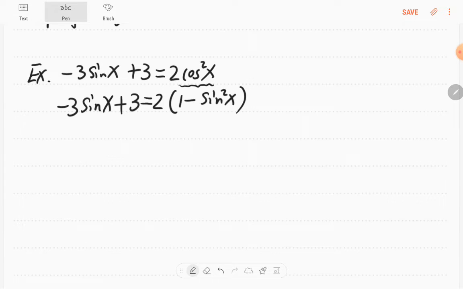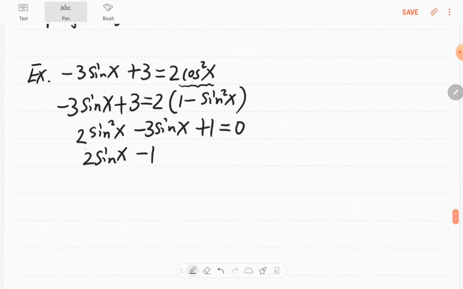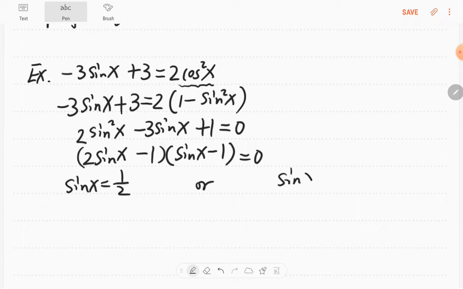So everything is about sine. So we expand and simplify. It will be, I skipped some steps, 2 sine squared x minus 3 sine x plus 1 equals 0. So we factorize it. 2 sine x minus 1 times sine x minus 1 equals 0. So we have two solutions, sine x equals 1/2 or sine x equals what? Equals 1.